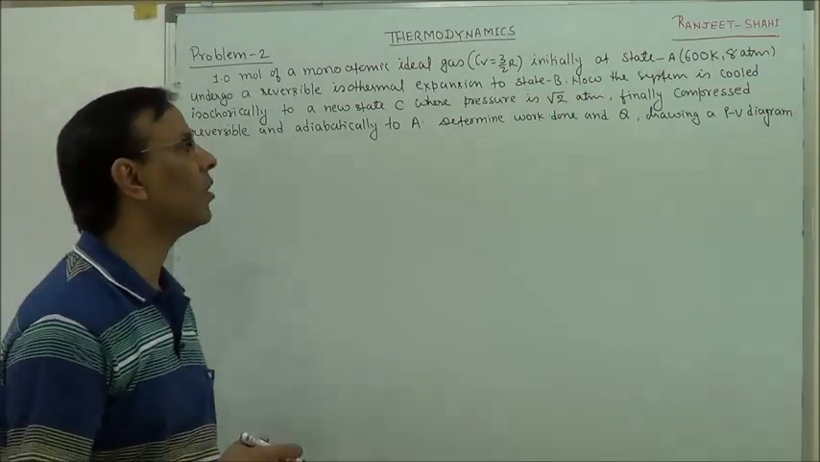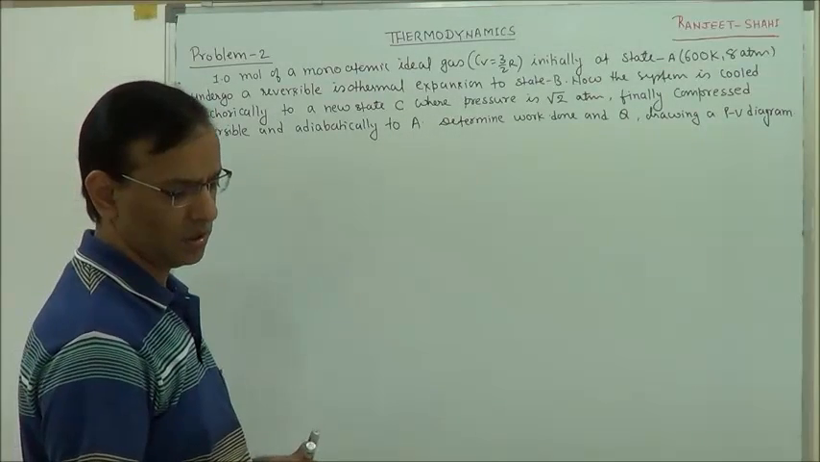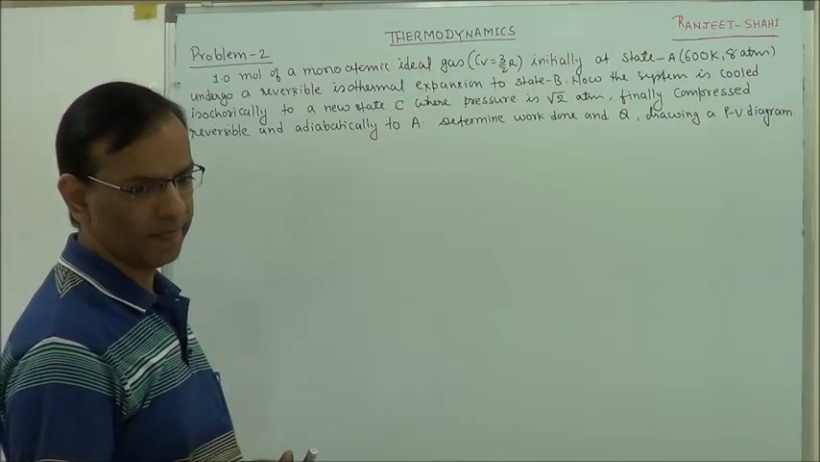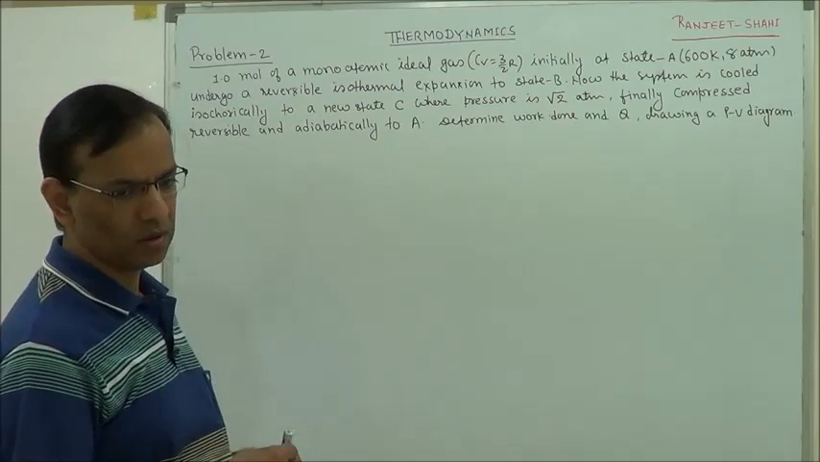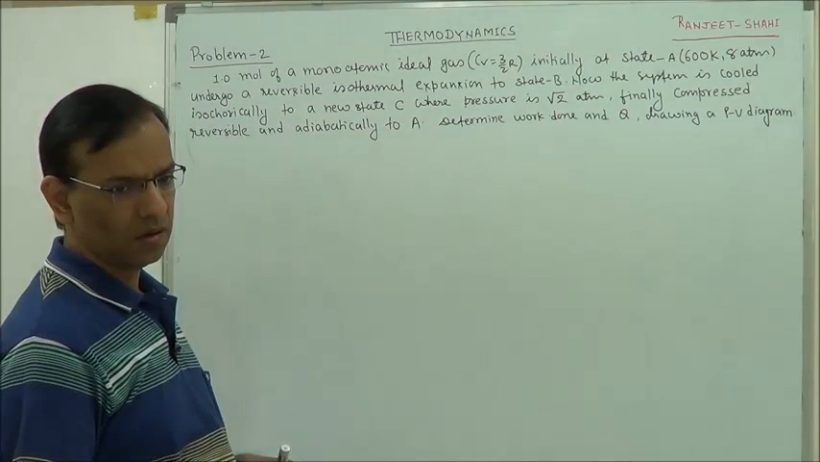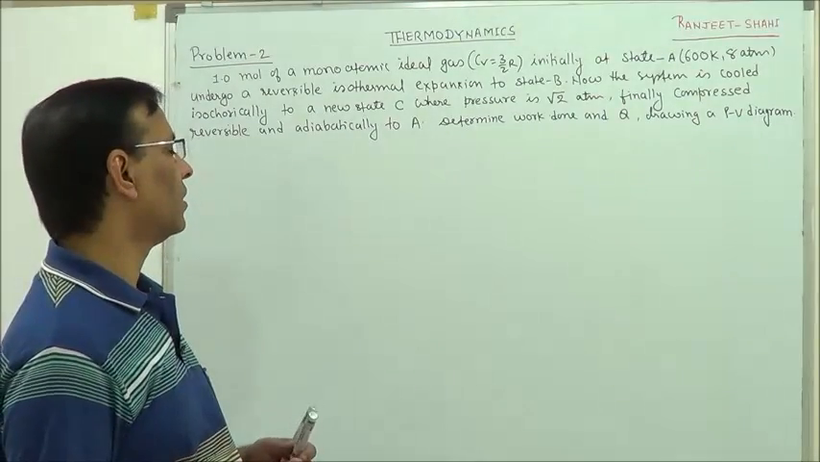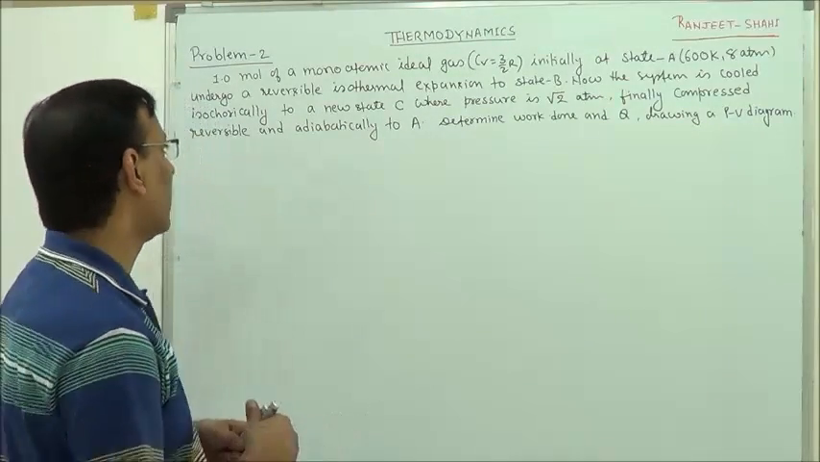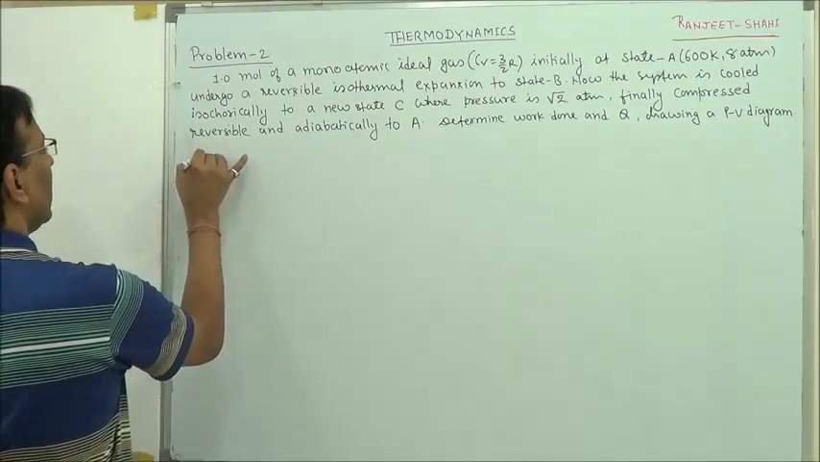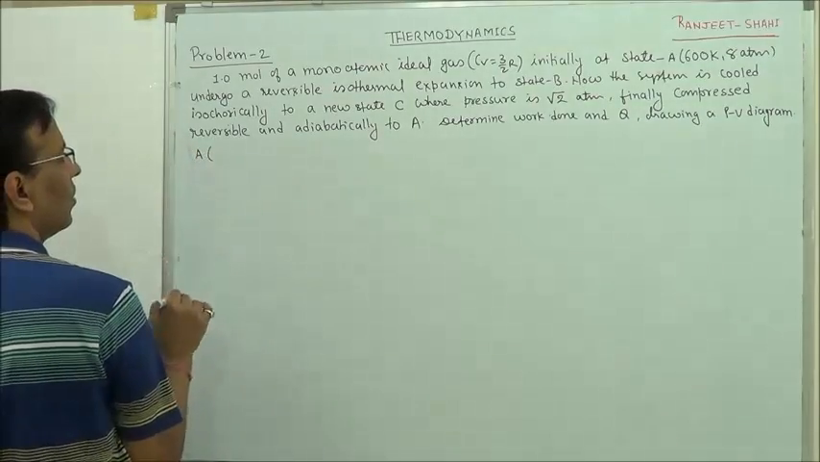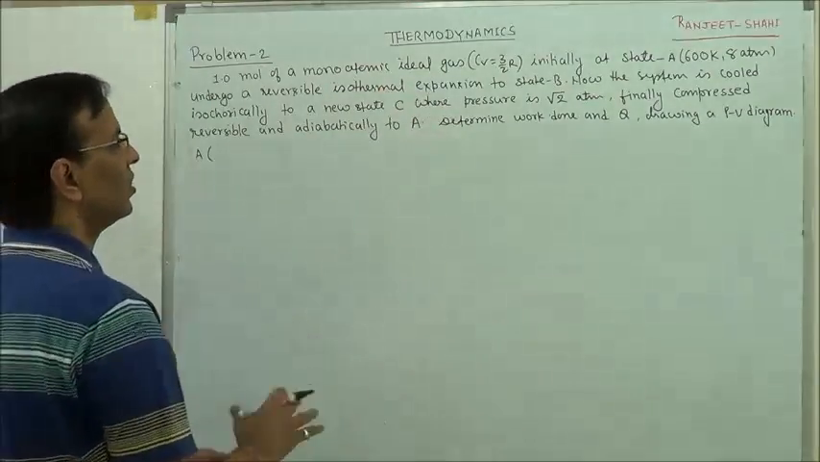It's a combination of 3 processes. 3 steps are involved. We can make a flow chart first for solving this problem. Here we have state A. Mole is constant everywhere, so there is no need to write mole.